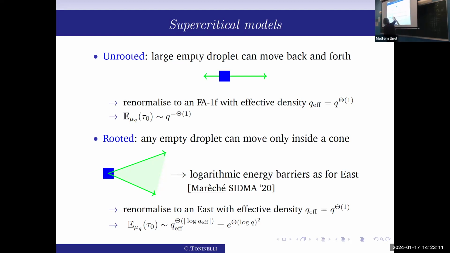Instead, the rooted models are those for which the motion is like for the East model. So rooted because there is a sort of cone of direction in which we can move, but I cannot move wherever. So if I start with an empty site for the East model, from a single empty site, I can empty everything here, I can empty everything here, and so on, but I cannot empty whatever. It depends if the constraints are East or West. And so this gives rise to this logarithmic scaling. Logarithmic in what? In the distance to the droplet, but these droplets are finite, so they will have a distance to the origin, which is just 1 over q to the power the size of these droplets.